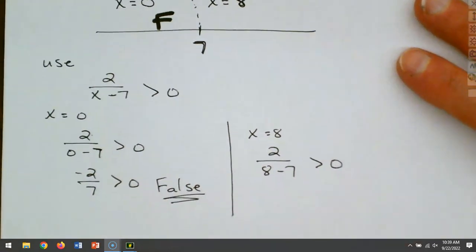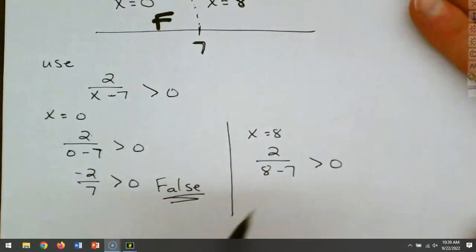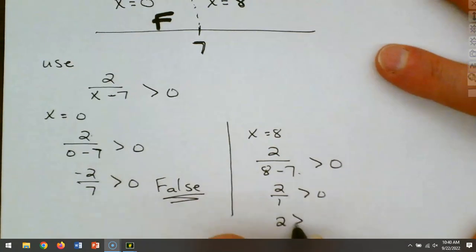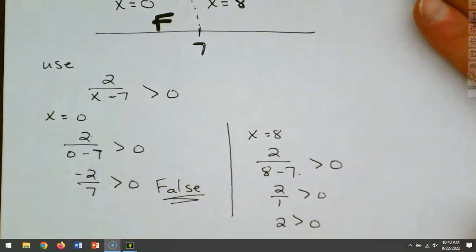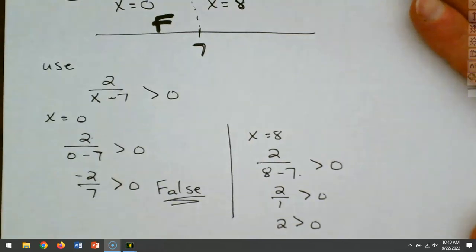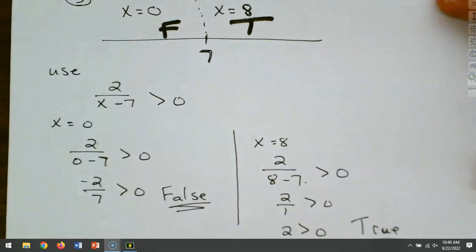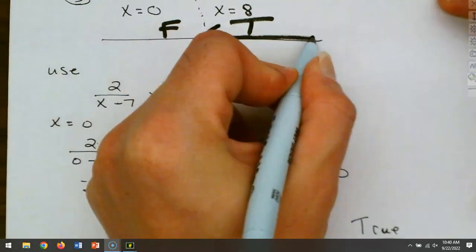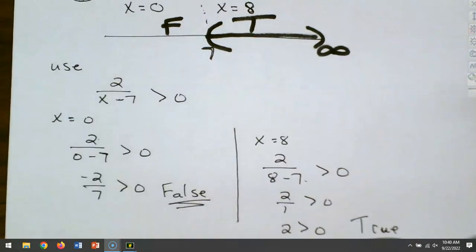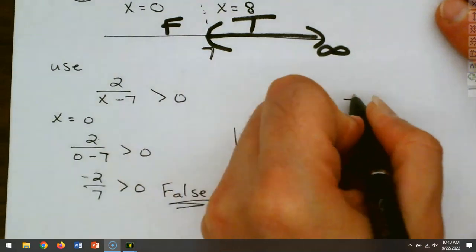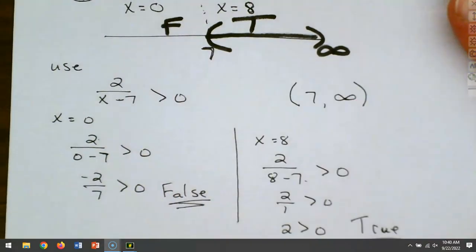If I plug in 8, 8 minus 7 is a 1. So that's 2 over 1. And is 2 greater than 0? True or false? In this case, 2 is bigger than 0, so that would make this true. Where do we shade? We shade the true region. Parentheses. There it is. Goes out to positive infinity. So what would my answer look like? 7 to positive infinity.